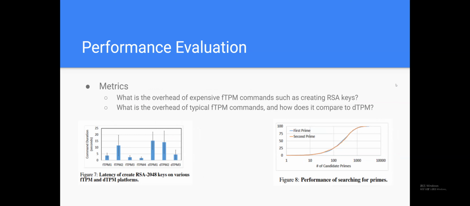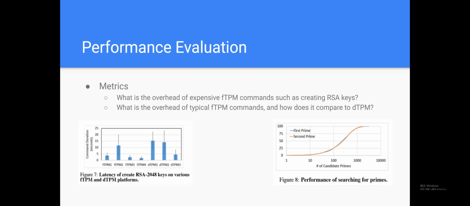So now I'm going to talk a little bit about the performance of FTPM and compare this to DTPM, which is a discrete trusted platform module, which is the existing standard. In order to measure the FTPM and see how it measures up to DTPM, they determined the overhead of expensive FTPM commands, such as creating RSA keys, and they measured the overhead of typical commands and how that compares to DTPM. So figure 7 shows the latency of creating the RSA 2048 keys.